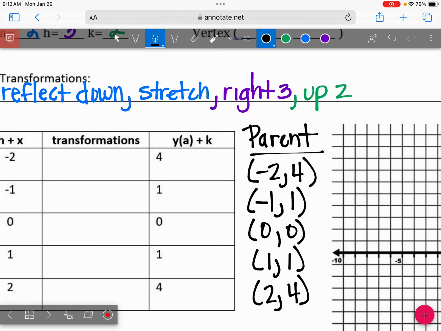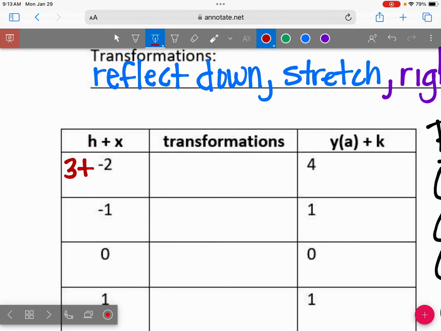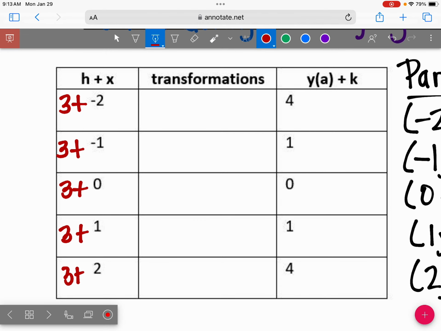Okay, so now let's apply our transformations. So we have our parent, that's worth 1 point. Now let's apply our transformations. And if you look at the top, it tells you how to apply your transformations. It says, to these 5 numbers, you're gonna add H. So what is H? H is 3. So I want you to pick up your calculator and add 3 all the way down. Go ahead and do that. Add the 3.